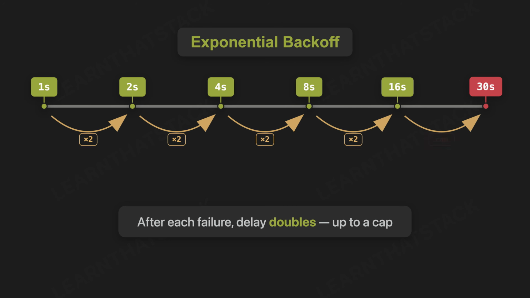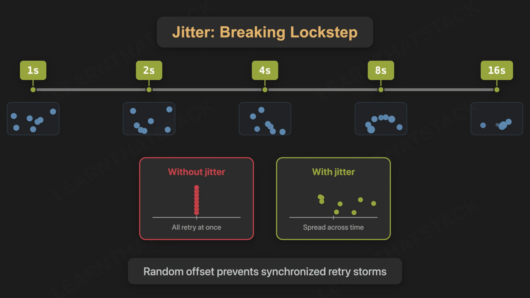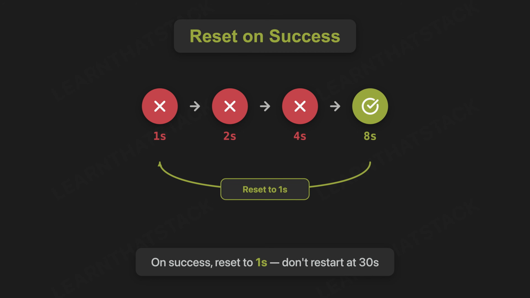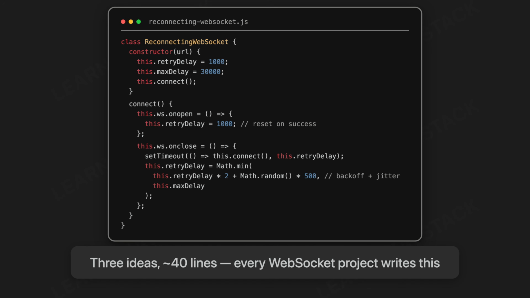Exponential backoff. After each failed attempt, the delay doubles. A client that can't reconnect isn't hammering the server every second. Jitter. A small random addition to each delay, so thousands of clients who all failed at the same moment don't all hit the same doubled interval in perfect lockstep. And reset on success. The moment a connection is established, the delay resets. Otherwise, a brief reconnect followed by another failure would start the next retry at 30 seconds, which is terrible UX and also happens to mask bugs. 3 ideas, maybe 40 lines of code, and every WebSocket project eventually writes a version of it.